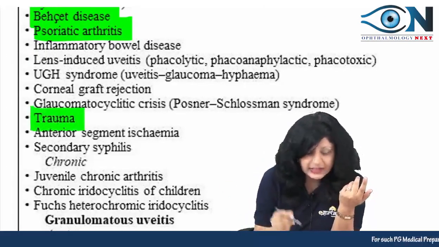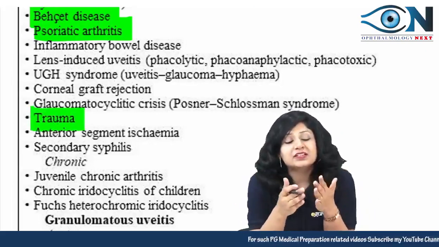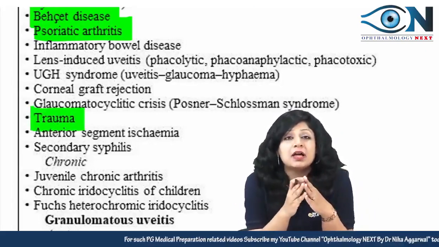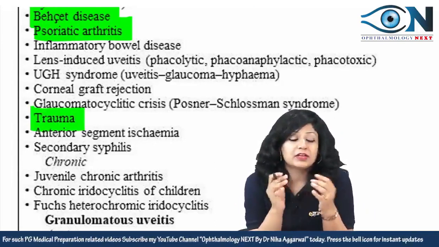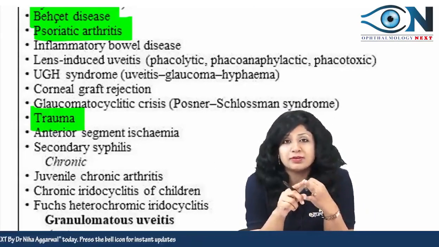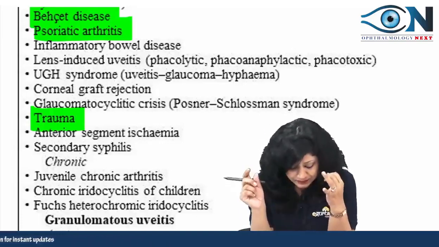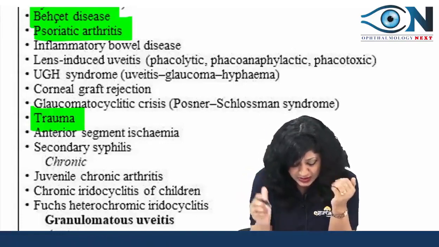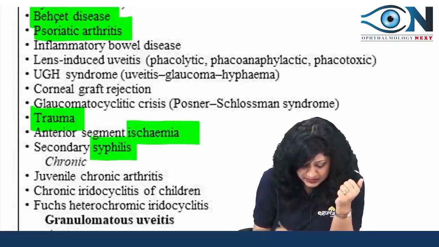Trauma obviously can lead to inflammation. We always read this that a person who is having a trauma can be having glaucoma. It can be due to hyphema, that is blood in anterior chamber. It can be due to inflammation, that is inflammatory cells. Then we can have anterior segment ischemia. We can have the secondary syphilis.